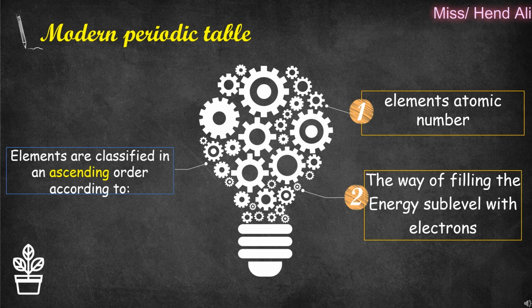In the modern periodic table, elements are classified in ascending order. If you have noticed, in Mendeleev's periodic table, Moseley's periodic table, and the modern periodic table, all of the elements are classified in ascending order. But according to what? In the modern periodic table, elements are classified in ascending order according to: one, the element's atomic number, and two, the way of filling the energy sublevel with electrons.